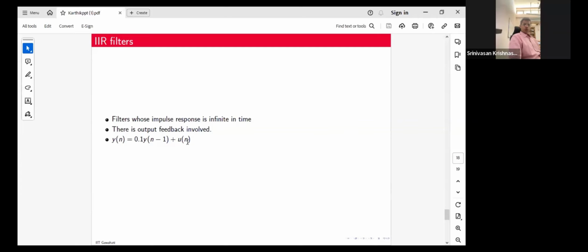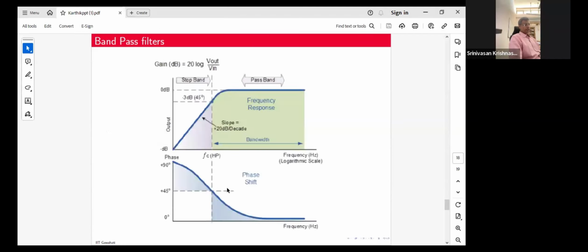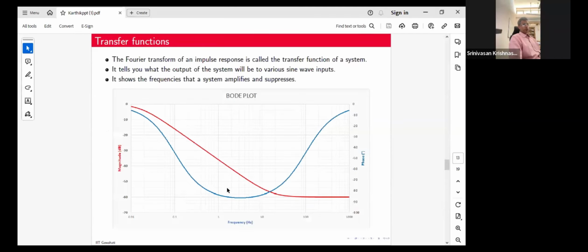But that also changes your frequency response. It does bring in high frequency components in your filter. There is always a trade-off between time and frequency. If a signal is very wide in time, it will be very narrow in frequency. And if a signal is very wide in frequency, it will be very narrow in time.